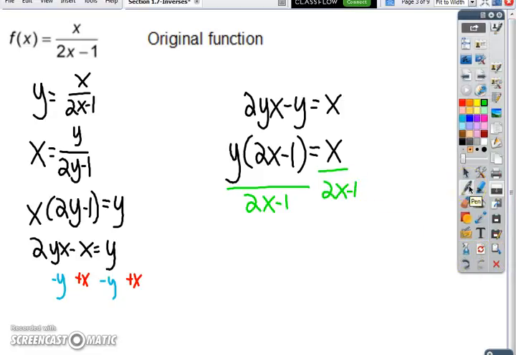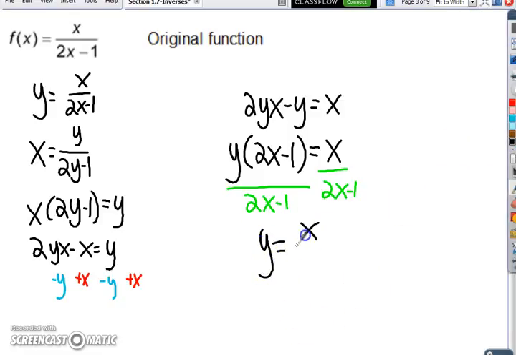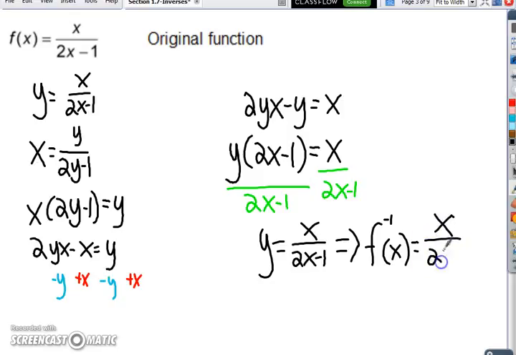And when I do that, now look at this. y will be isolated here, all by its lonesome, which yields us our proper notation. That means my inverse. Look at that. Ta-da. QED.